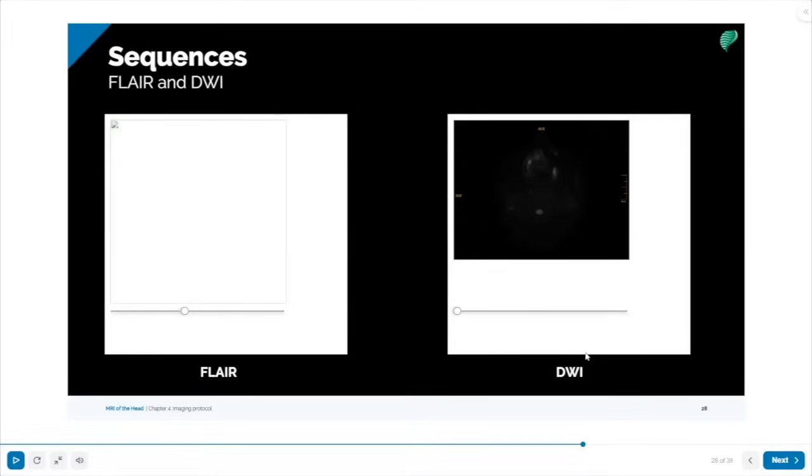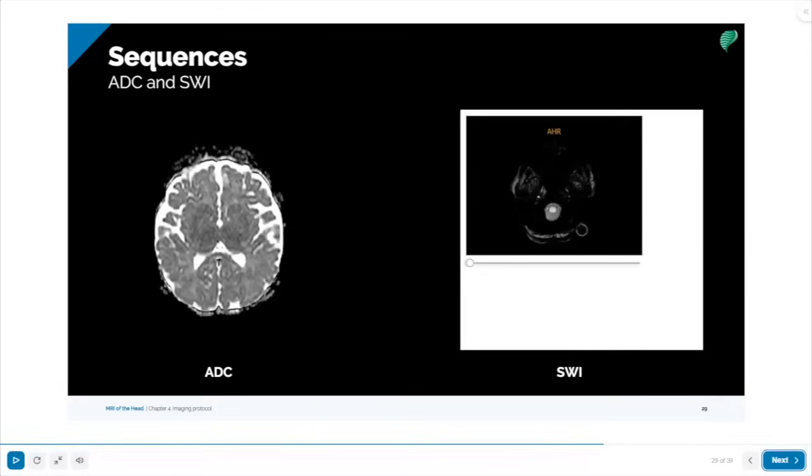All right. Next, we have diffusion weighted imaging, which is used to detect acute ischemic stroke and characterized by the cellularity of the lesions. So I can scroll through that so you can see what a DWI looks like. Okay. All right. ADC maps are used to complement DWI and help distinguish between cytotoxic and vasogenic edema.